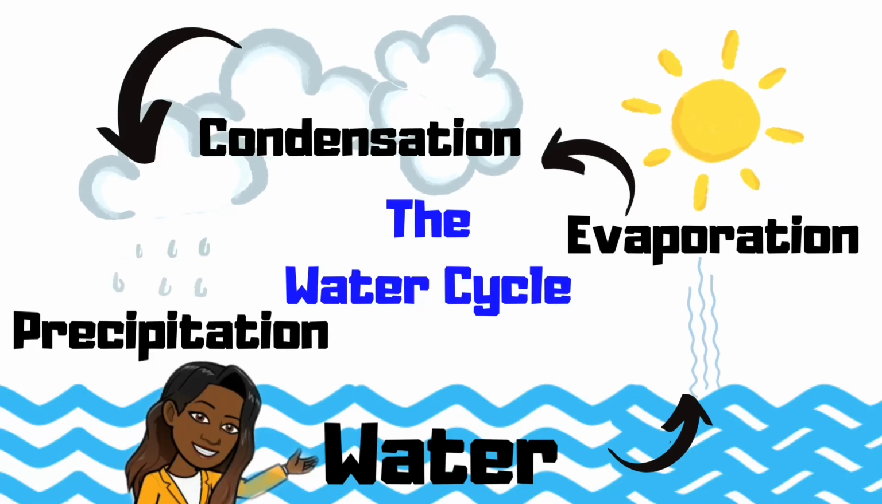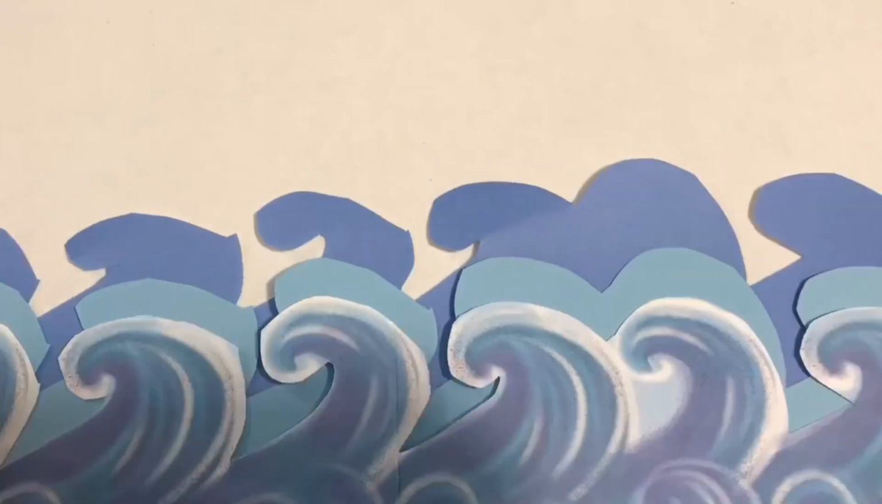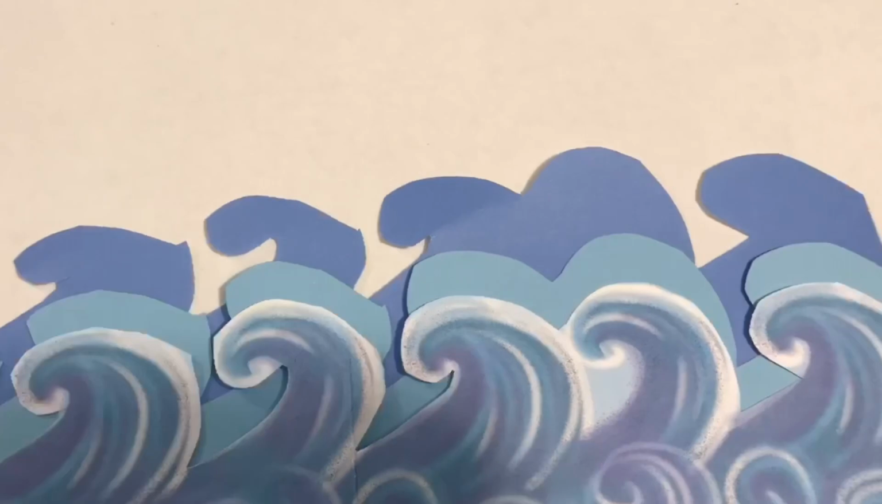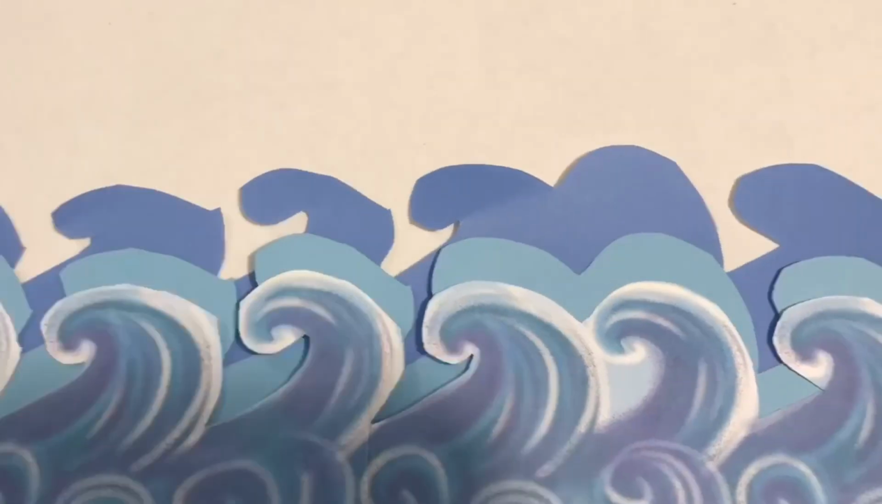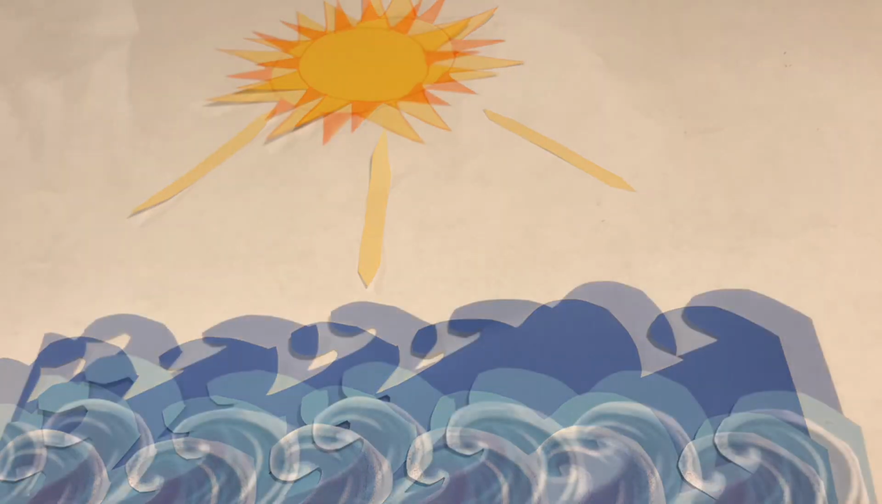Today we'll be talking about the water cycle as it pertains to rain and clouds. First, we start with the water that you find on the ground or in the lakes or ponds or oceans. As it is heated up by the sun, it begins to evaporate into a gas-like structure, and that is called evaporation. As it travels higher and higher into the sky, the air is a lot cooler.